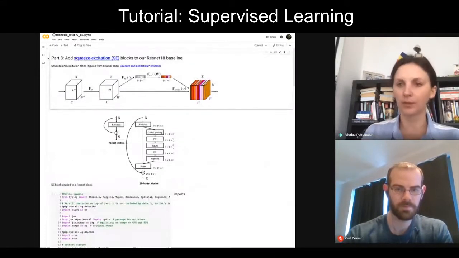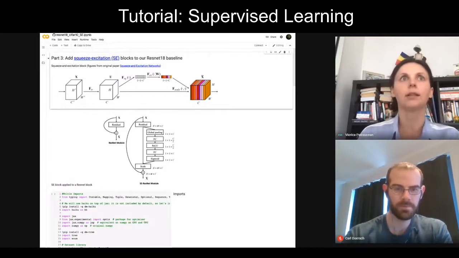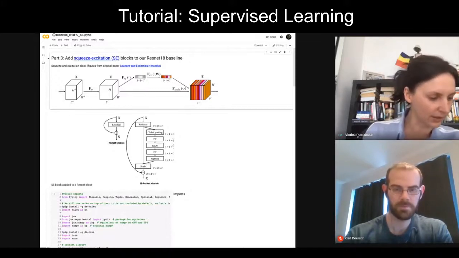So in this part, we will be looking again at implementing a network module. And this is the squeeze and excitation block. We will just add this into our baseline to improve the generalization accuracy.